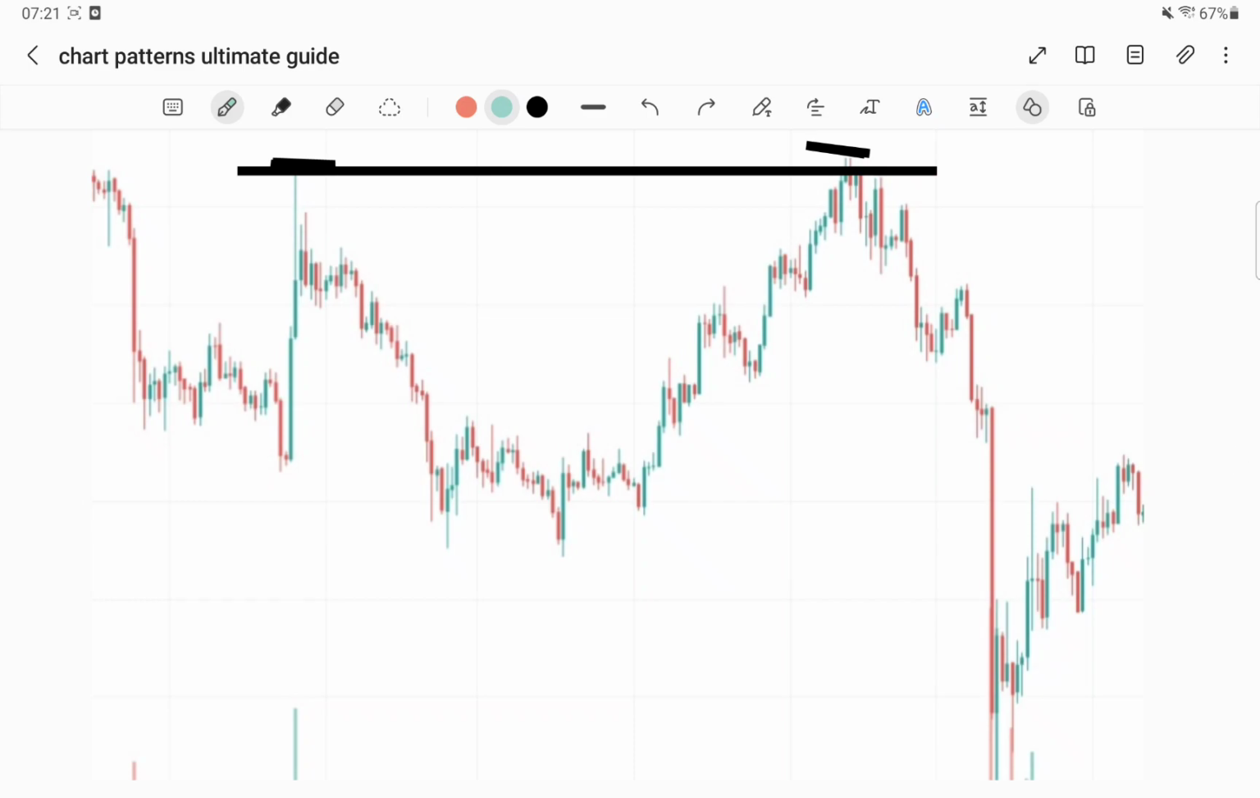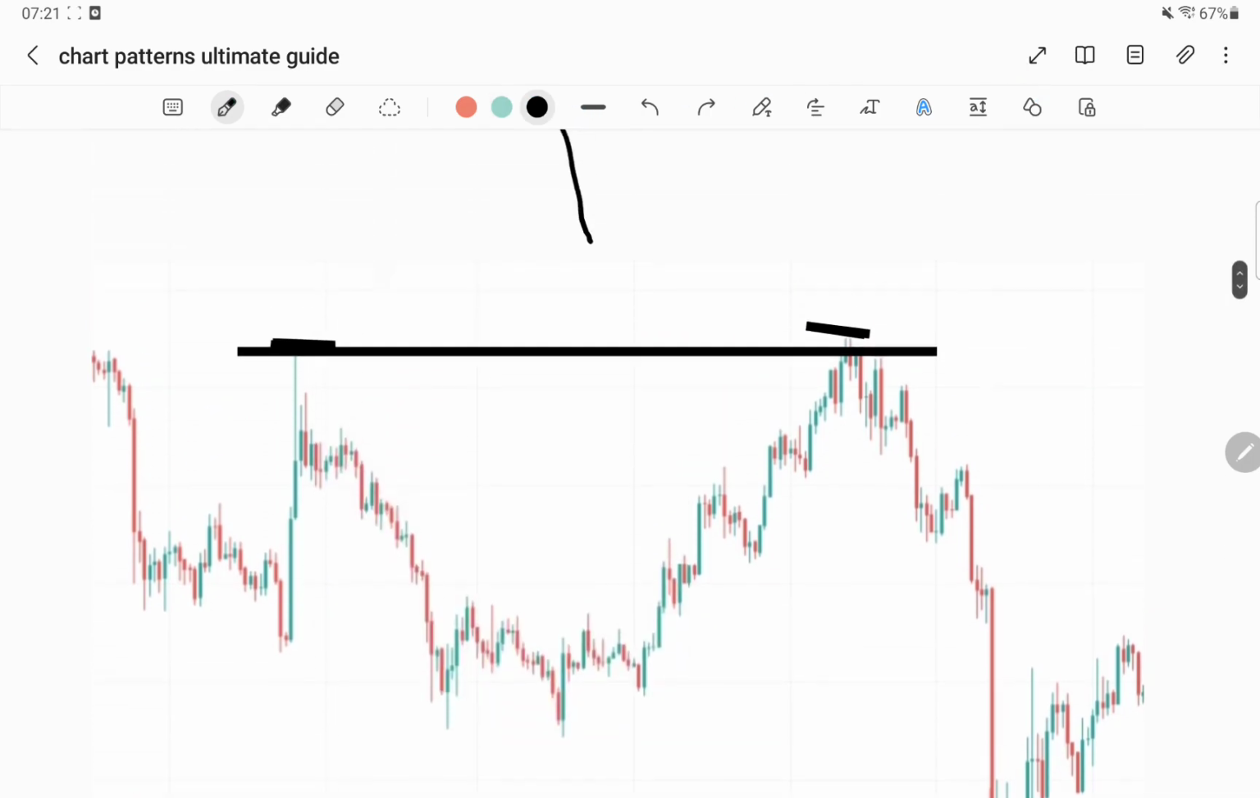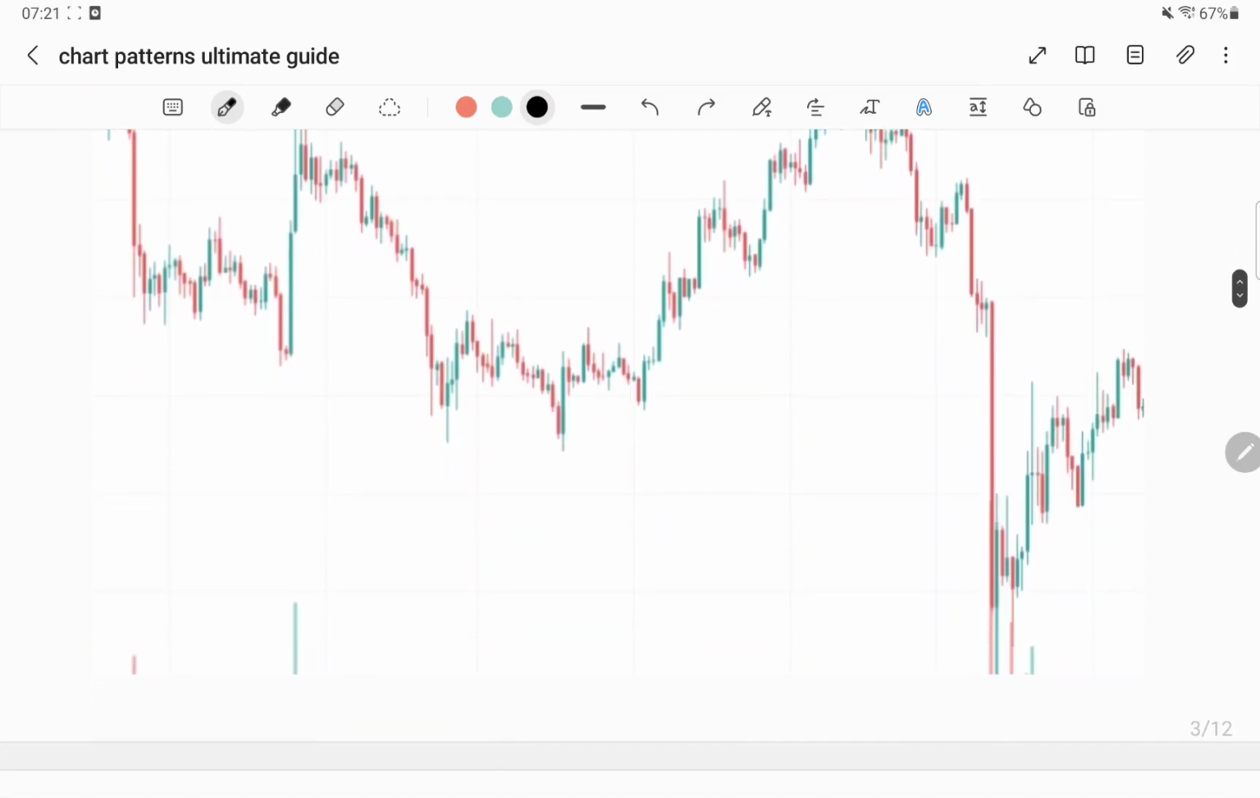It depends on those circumstances and how the market is doing at that time, how much volatility, how much liquidity is in the market. So that's obviously your double top. That's one example of it.